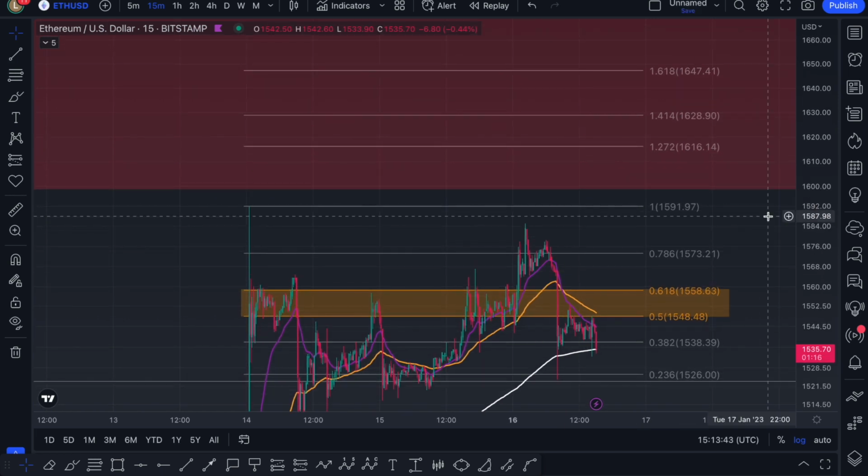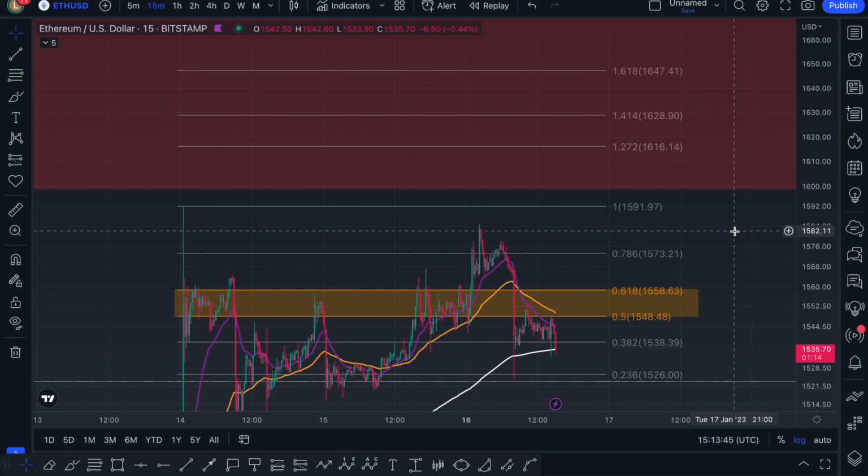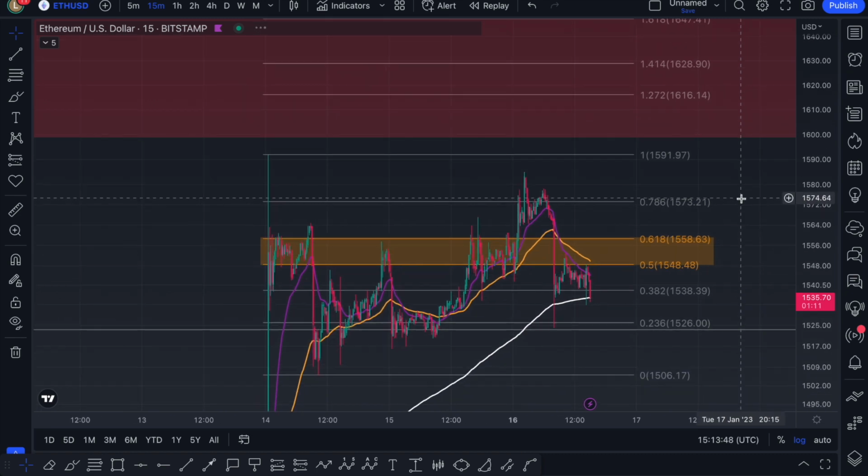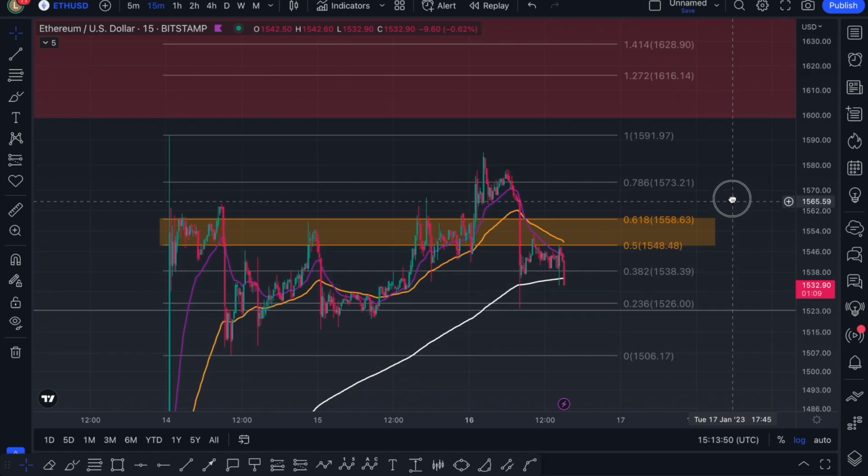So if you guys are into your angel numbers or matrix numbers, I've been seeing a lot of them recently. But yeah, forget about that.